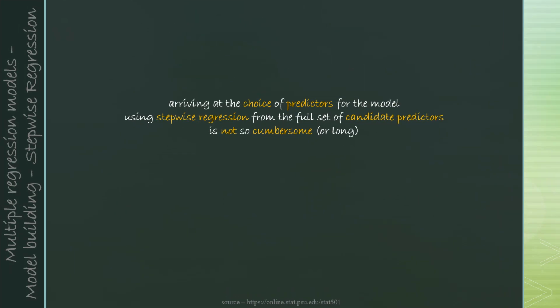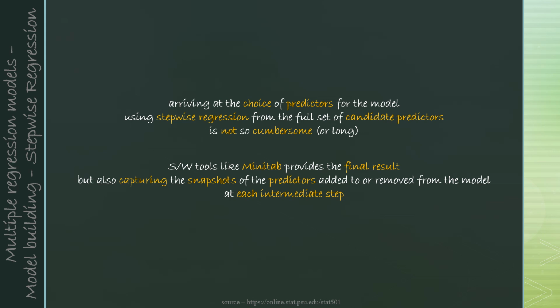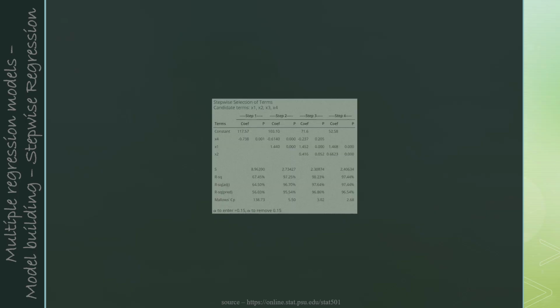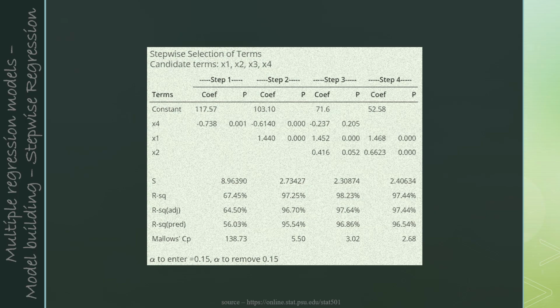In practice, arriving at the choice of predictors for the model using stepwise regression from the full set of candidate predictors is not so cumbersome or long. Software tools like Minitab provide the final result, but also capture the snapshots of the predictors added to or removed from the model at each intermediate step. Here is the result provided by Minitab with all the details at each step.